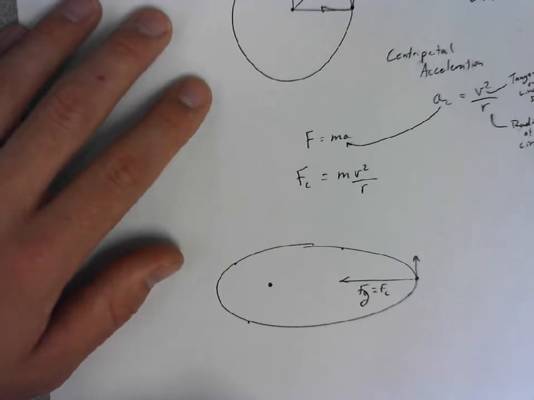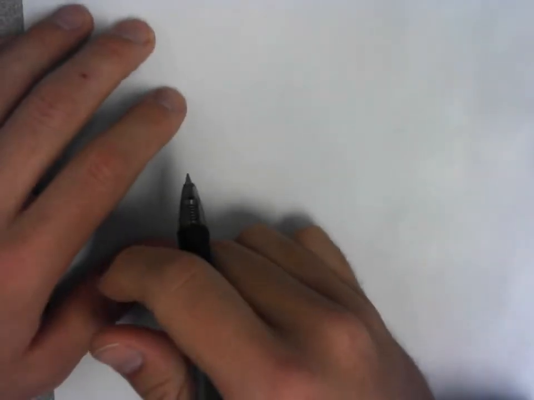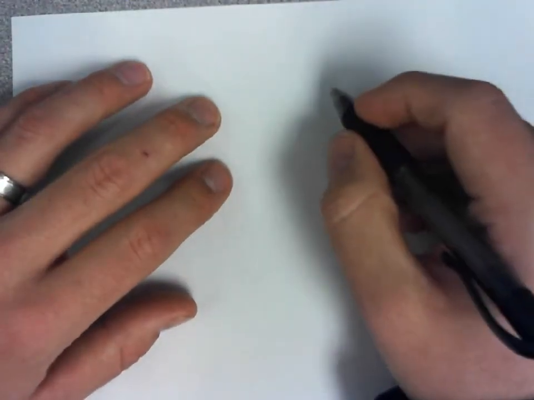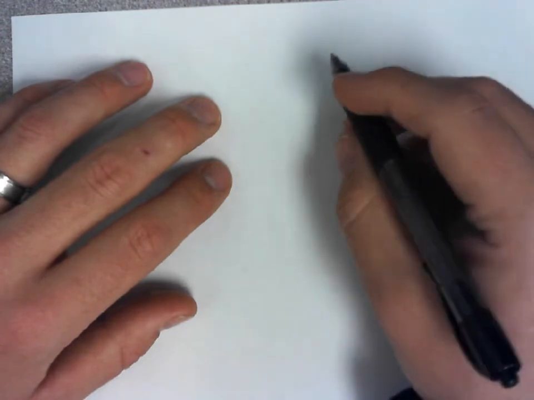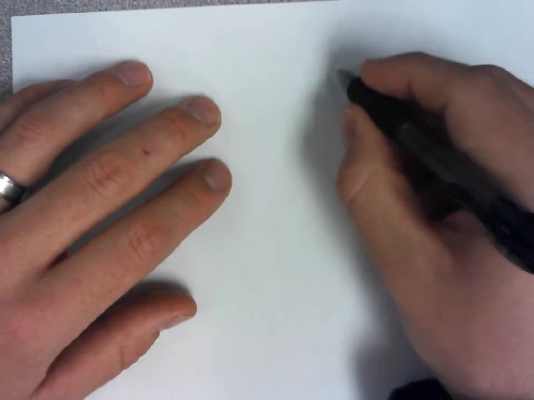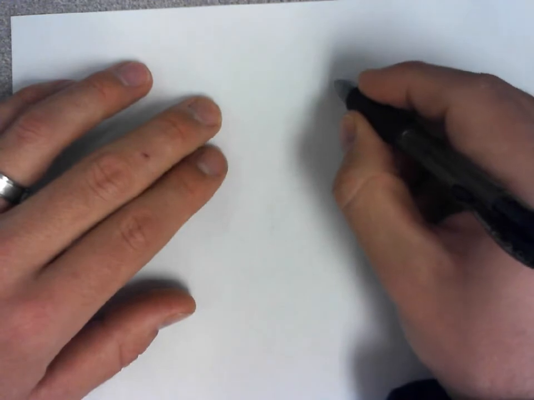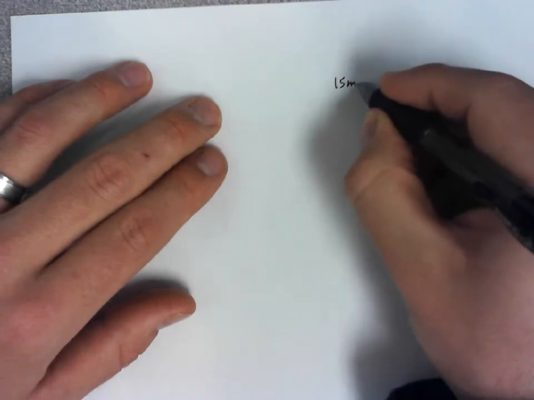Now, let's just do a simple problem. Let's do one from your homework actually. Problem 8. This one, you've got Jimmy Swanson, he's at Sand Hollow Reservoir, and he's tubing, all right? And so the line of the rope is 15 meters long.